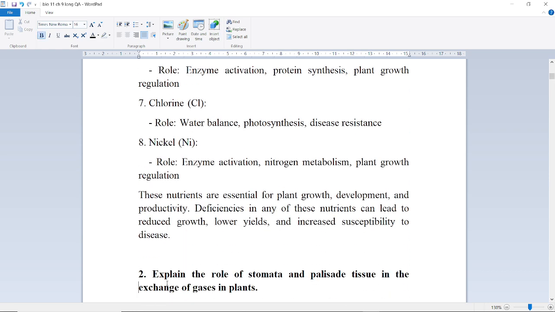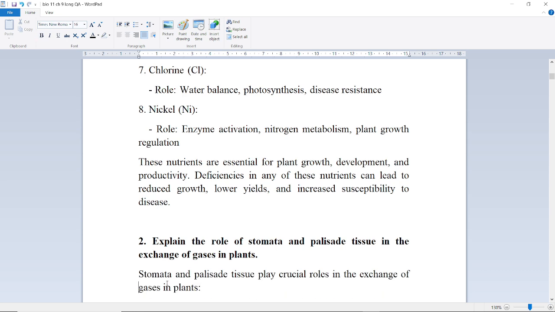Next is chlorine. Its role is in water balance, photosynthesis, disease resistance. Next is nickel. Its role is in enzyme activation, nitrogen metabolism, plant growth regulation. These nutrients are essential for plant growth, development, and productivity. Deficiencies in any of these nutrients can lead to reduced growth, lower yield, and increased susceptibility to disease.